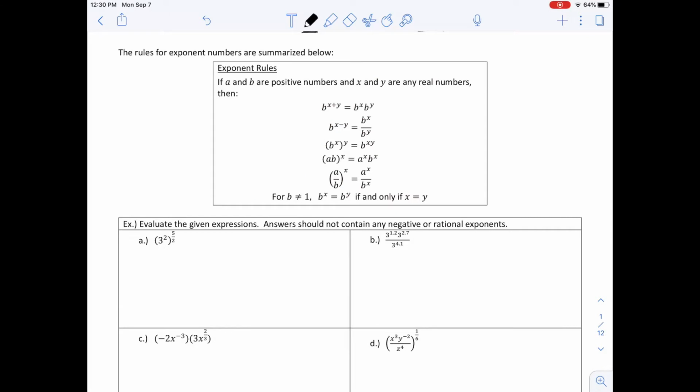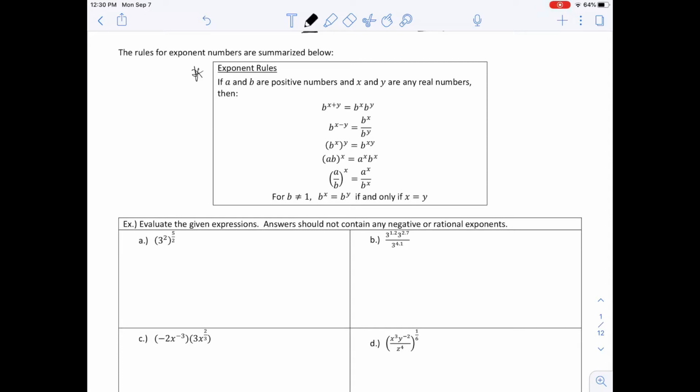The rules for exponent numbers are summarized below. This is very important to review. This should have been covered back in an Algebra 1 or Algebra 2 course. And this is exponent rules. It says if a and b are positive numbers and x and y are any real numbers, then, and these are all different rules that we need to look at.